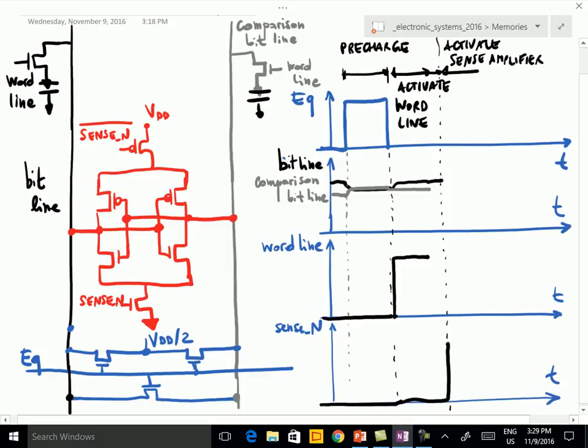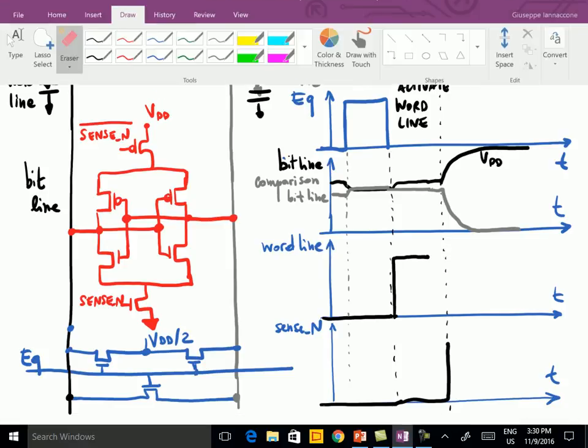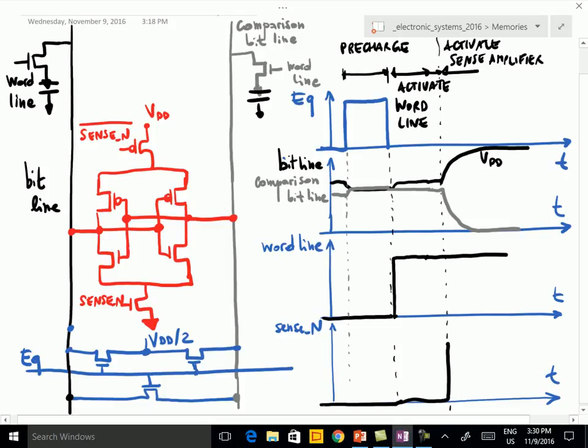Here, the bit line is higher than the comparison bit line, and therefore this goes to VDD. And the comparison bit line, which is connected to the other output of the latch, goes to 0 very, very rapidly. Okay? So the word line is kept at a high voltage. And it's done. And at some point we can actually read the voltage on the bit line. Here we can read. In this situation, the data is ready to be read. Okay?